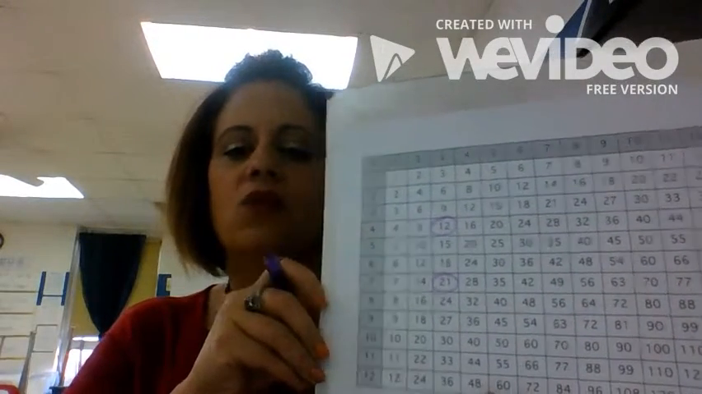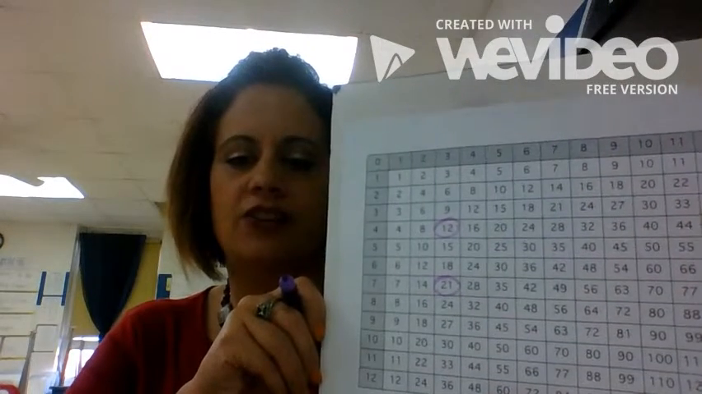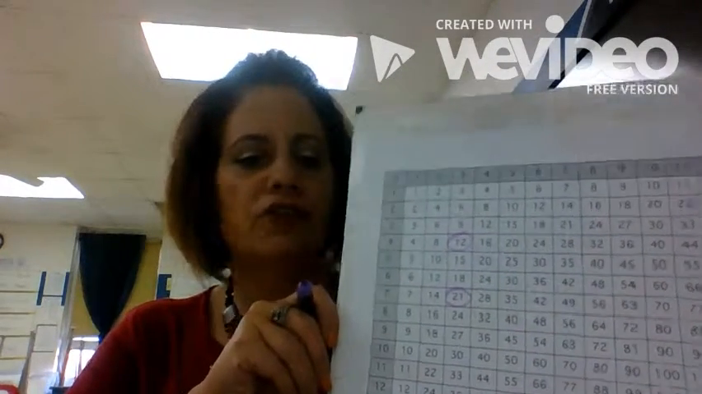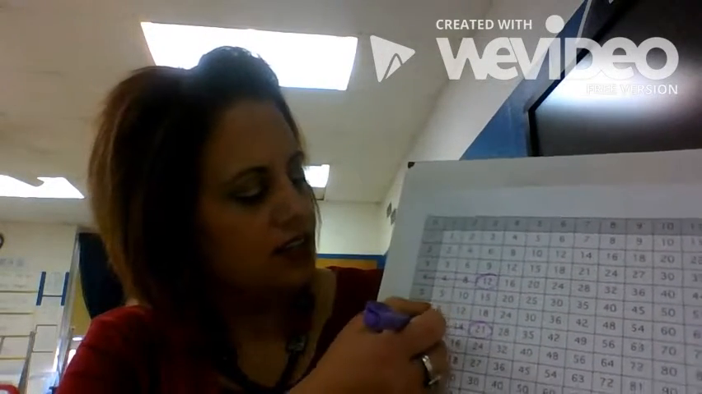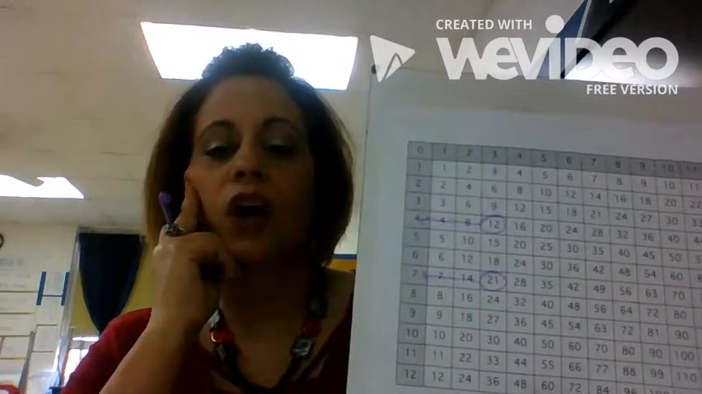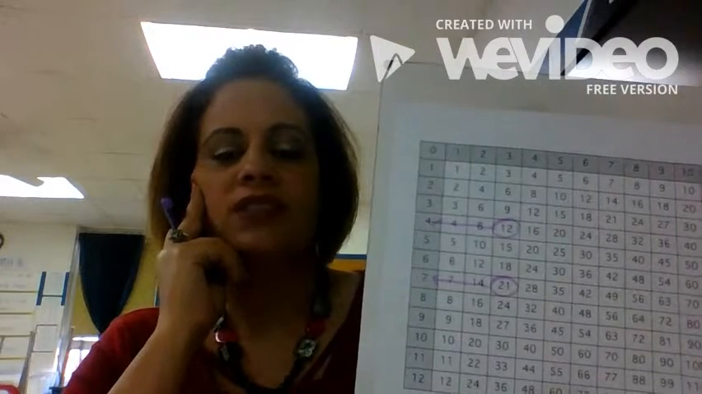Okay? Now, when I want to see what 12/21 simplifies to, I look to the side to see what numbers are the row headers. 12/21 would simplify to 4/7.